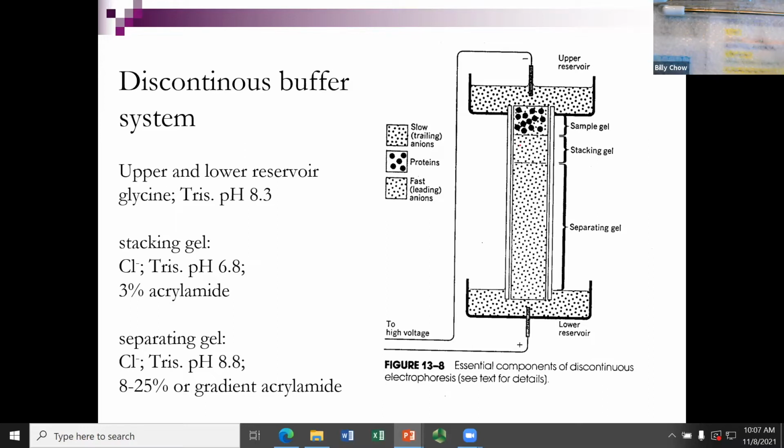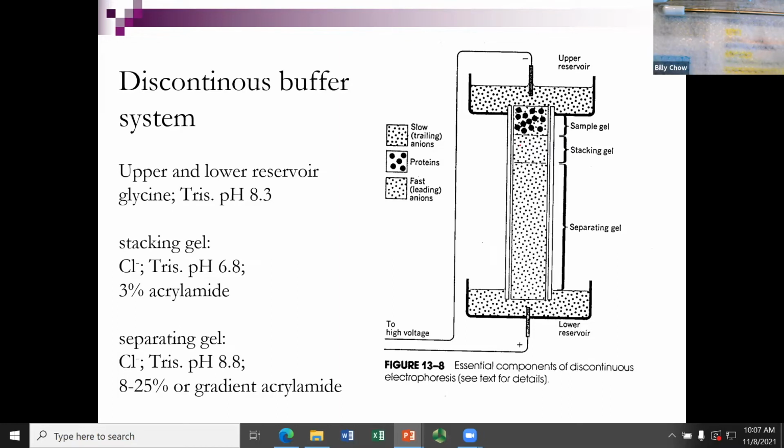And then the stacking gel, the purpose of that is not to separate the protein according to size. So we use a low acrylamide percentage, only 3%. The purpose of the stacking gel is to stack all the proteins together into a very tight band.